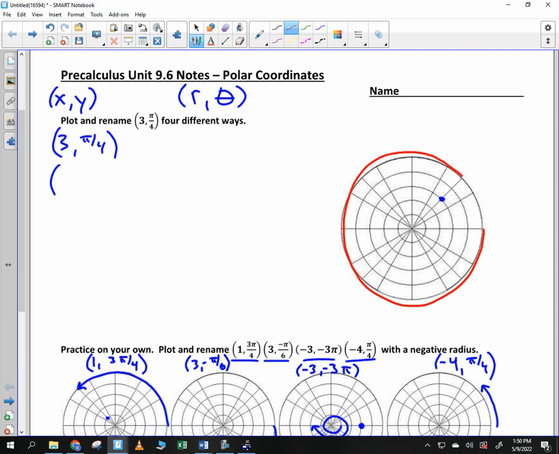Can somebody tell me what kind of angle brings me to that location? It's -7 pi over 4. Yep. If you think about it, all the way around the circle is 2 pi, or 8 pi over 4. So if this was 1 pi over 4, that means we go 7 pi over 4 in the opposite direction. So that location is 3 and -7 pi over 4.